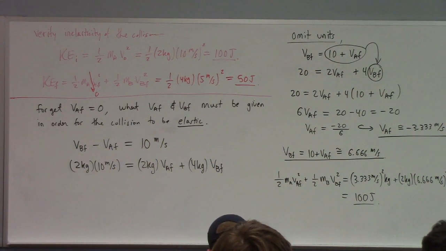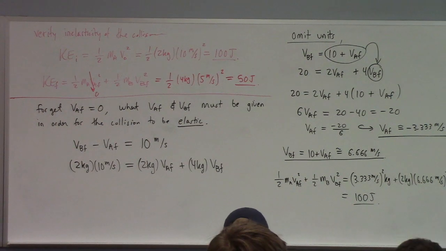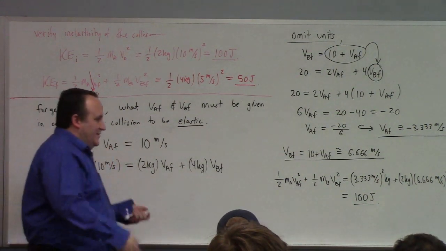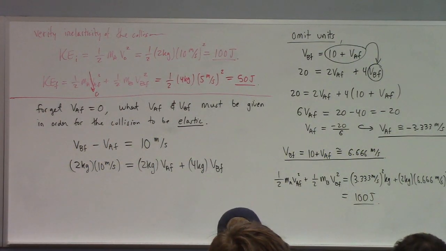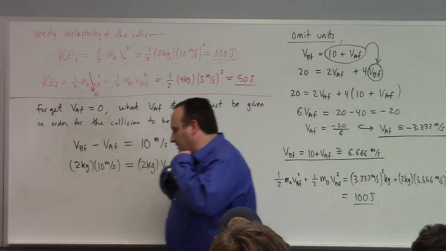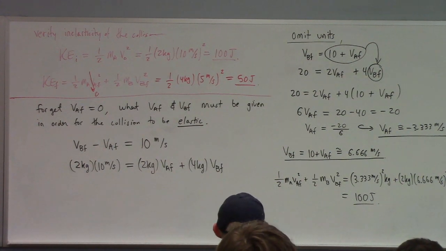Elastic collisions are very special. Most collisions are not elastic. It's like a perfect game in baseball or something. It just doesn't happen that much. Well, that's not true. There are a lot of elastic collisions, actually, theoretically speaking. But elastic collisions have a very particular signature. Most of the collisions are not elastic. All right. Any questions?